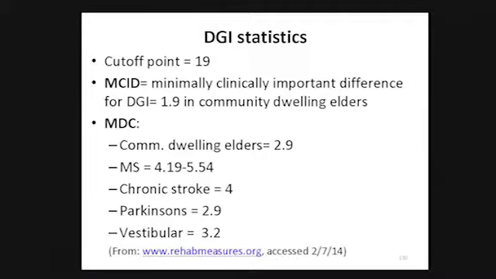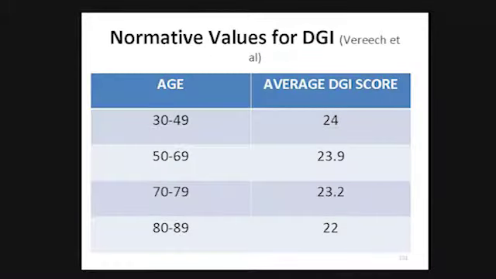What about people with multiple sclerosis? 4.19 to 5.54. What about people with stroke? So you see this at Rehab Measures, that they've taken different populations and tested each individual tool. Normative values for the Dynamic Gait Index across the various decades.